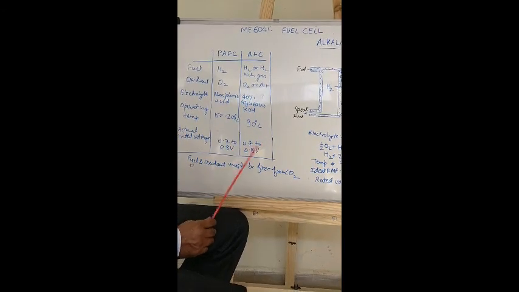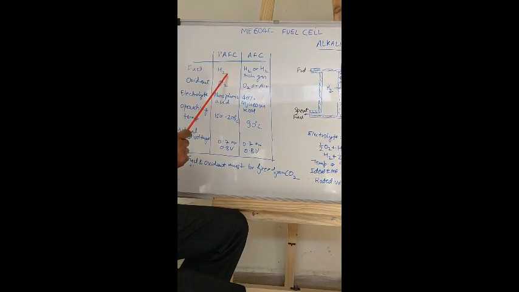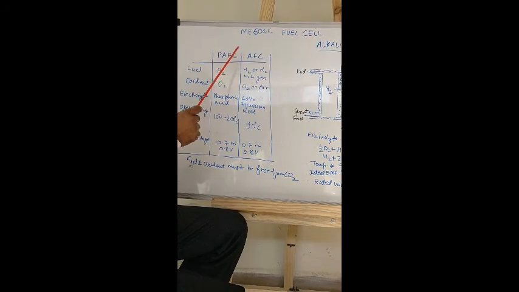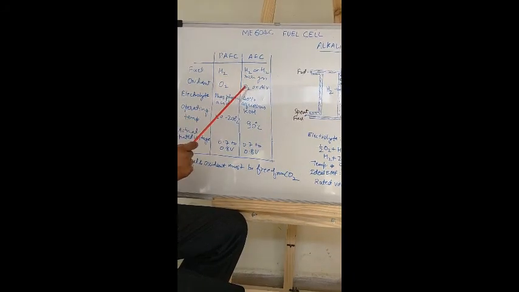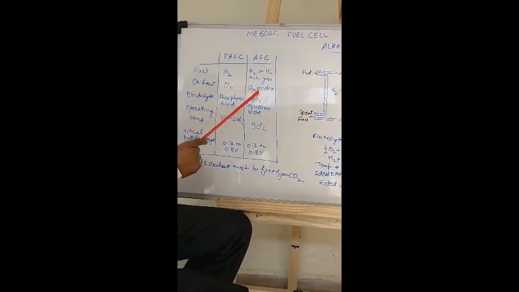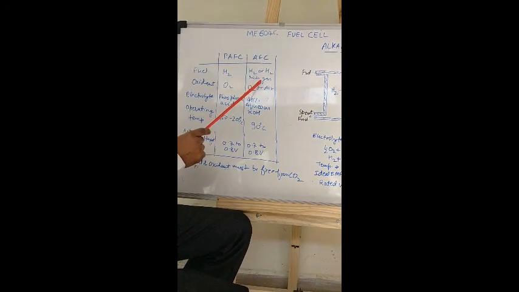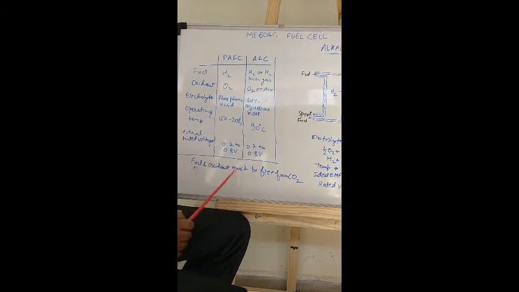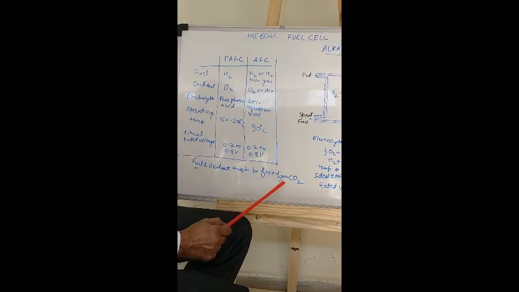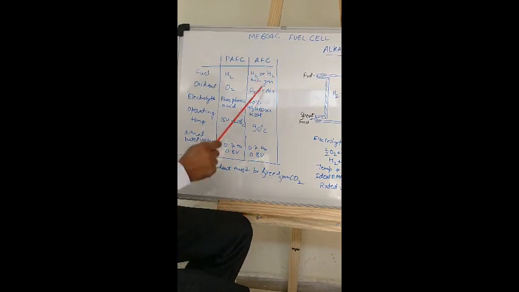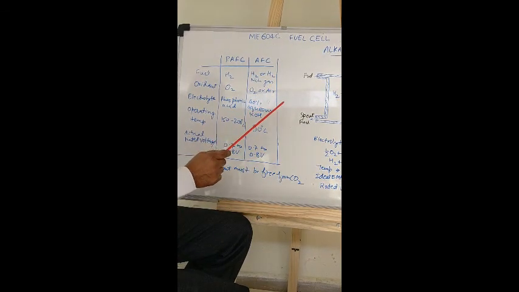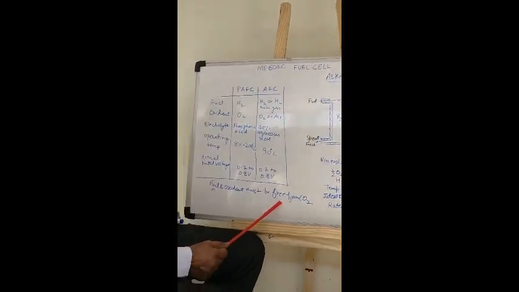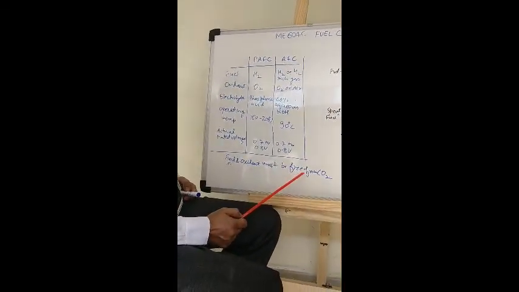There is one constraint. In case of PAFC, we supply pure hydrogen and pure oxygen, whereas in case of AFC, alkaline fuel cell, we can use hydrogen gas, and in place of oxygen we can use air also. So if we use hydrogen gas or air as fuel and oxygen, these two gases should be free from CO2, carbon dioxide. If carbon dioxide is present with hydrogen gas or oxygen, then it reduces the output of the alkaline fuel cell. So this is the most important condition with alkaline fuel cell.